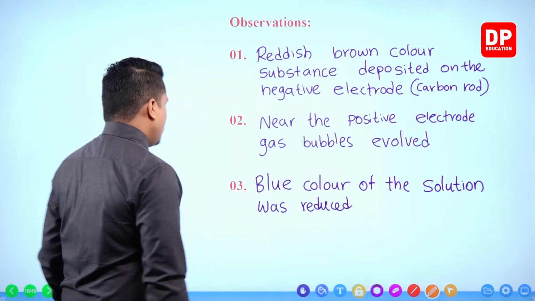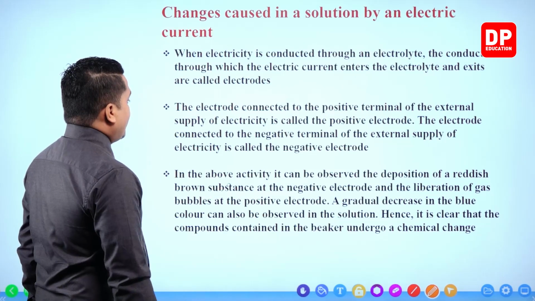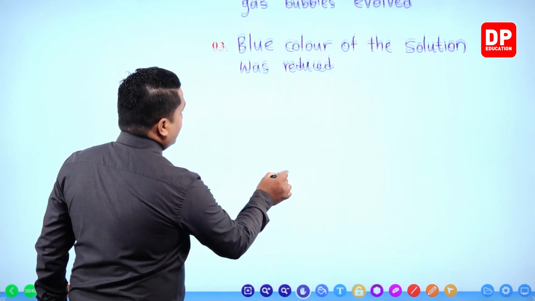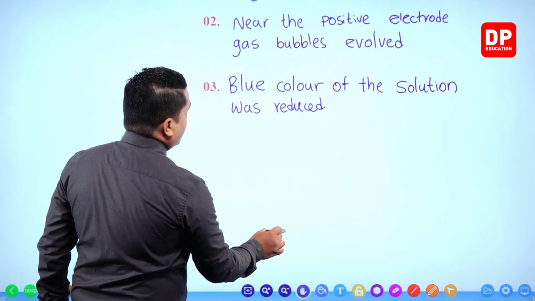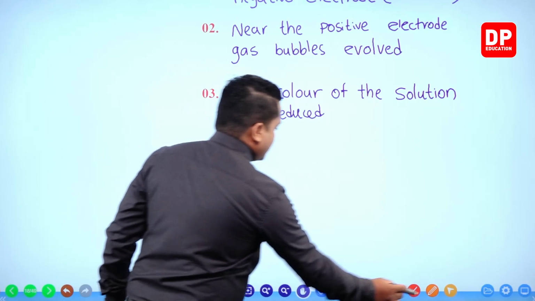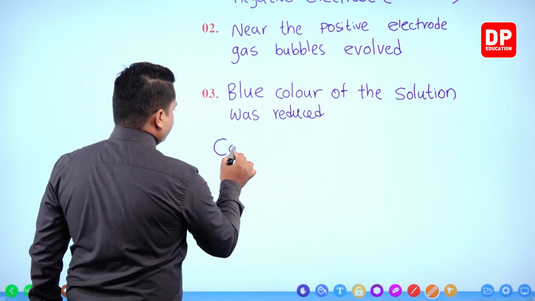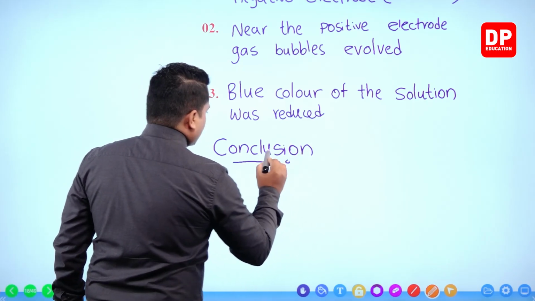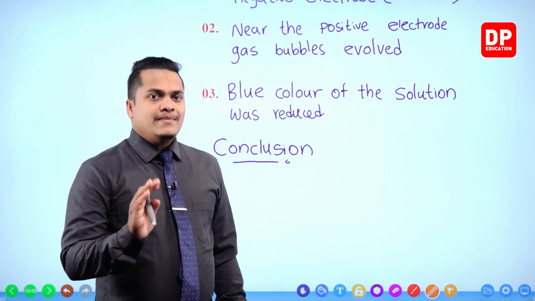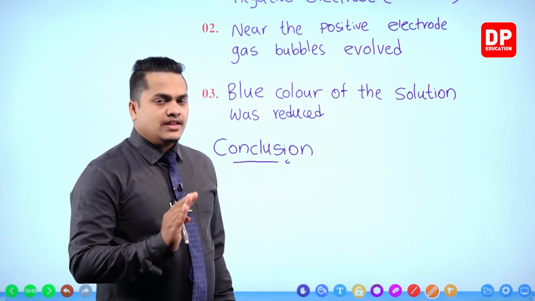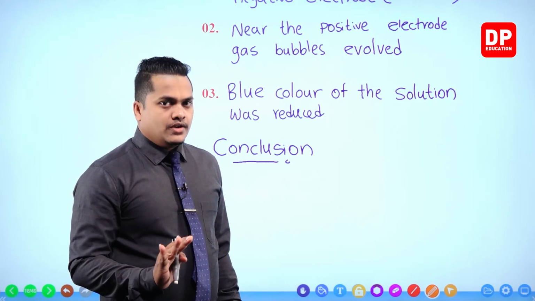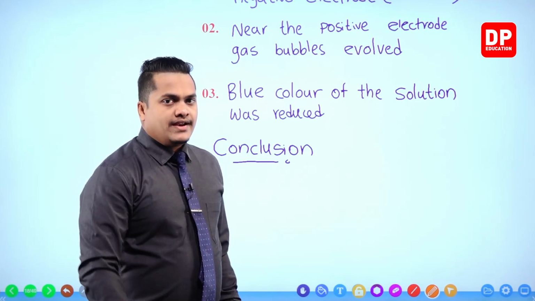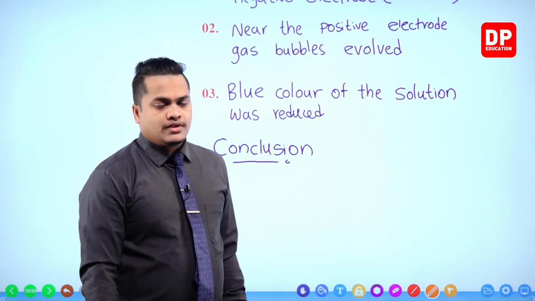So we'll write down our conclusion in the next one, right? I'll use the bottom here to write down the conclusion. So what is our conclusion? It's very simple. So what is our conclusion, my dear children? A chemical reaction has occurred, or a chemical reaction is given out when providing electricity to the solution or to the electrolyte.